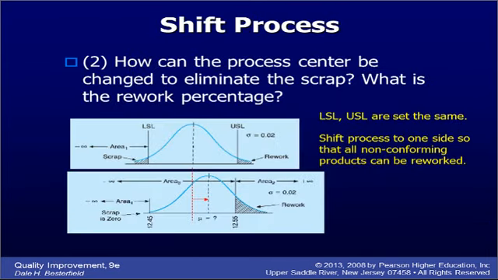The second part of the question asks, how can the process center be changed to eliminate the scrap, and what is the rework percentage? One thing I want to notice is that the LSL and the USL are set. They are not changing. You are shifting your process. You are shifting the mu value, the mean of the distribution for the individual values. So we want to shift our process to the right, and therefore there will be a larger portion of products that can be reworked, and therefore we can eliminate the percentage of product that has to be scrapped, like here. Okay.